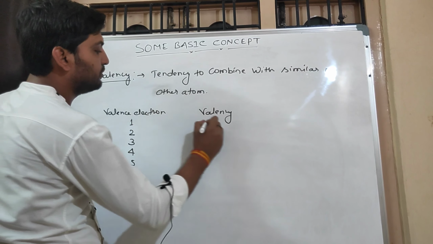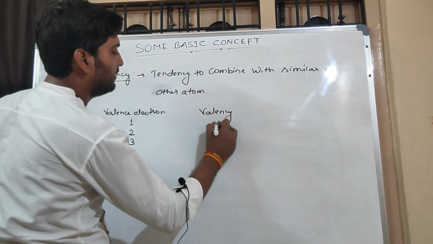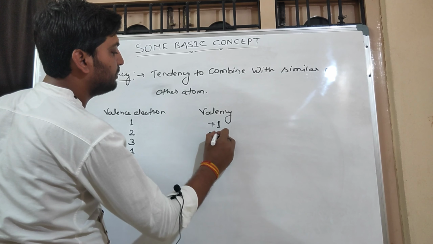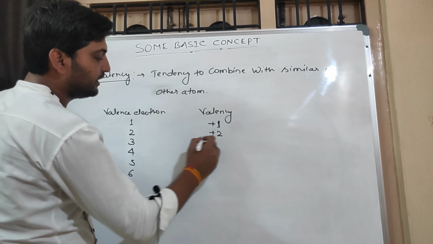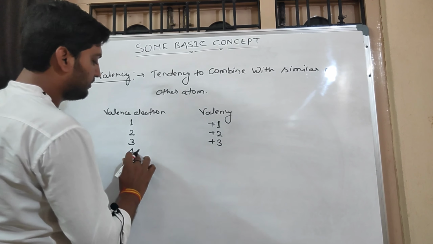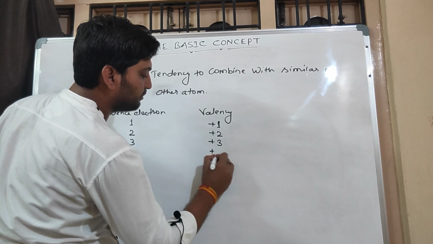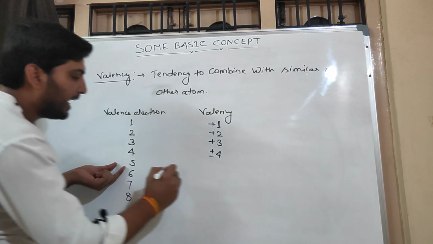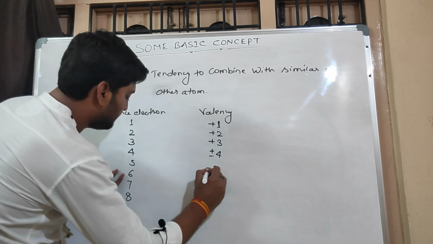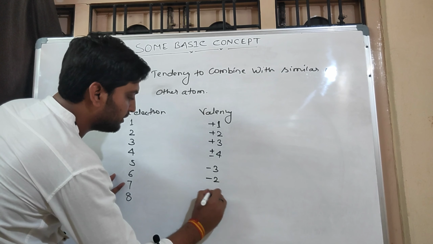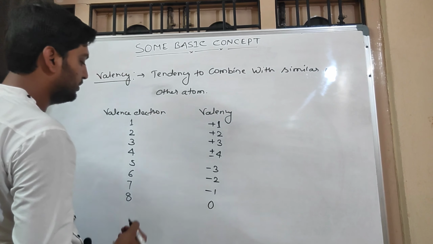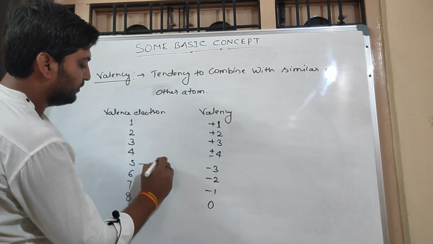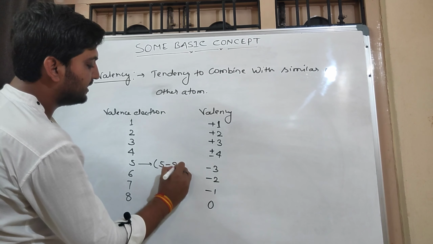Now for valence electron 1, the valency will be plus 1. For valence electron 2, the valency will be plus 2. For valence electron 3, the valency will be plus 3. For valence electron 4, the valency will be plus minus 4. Now for valence electron 5, the valency will be minus 3. For 6, minus 2. For 7, minus 1. And for 8, 0.